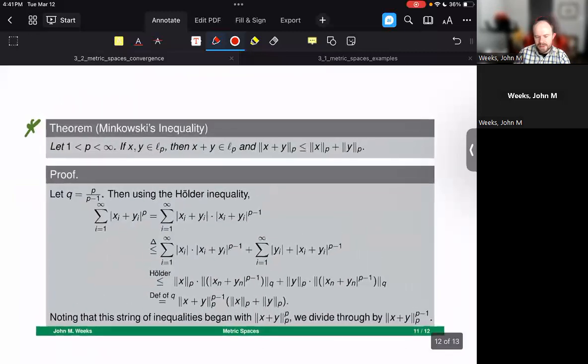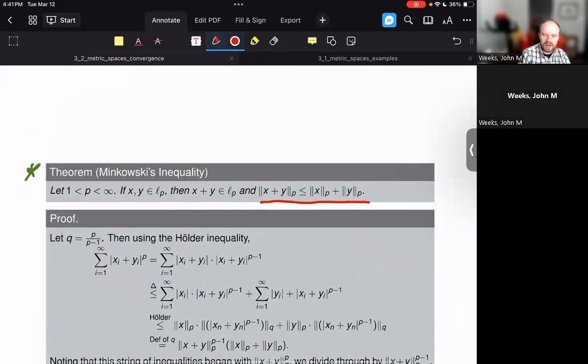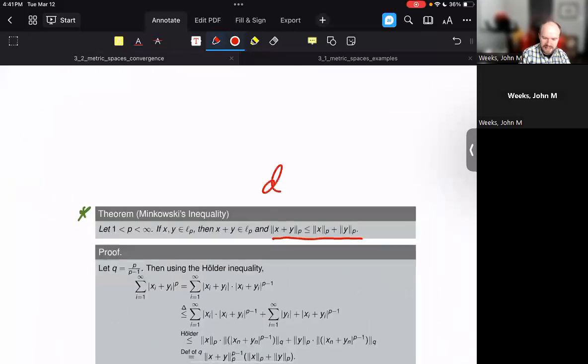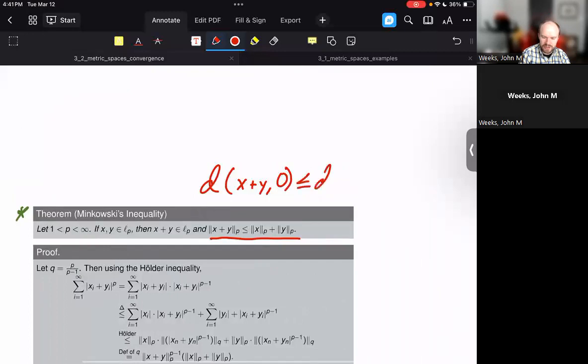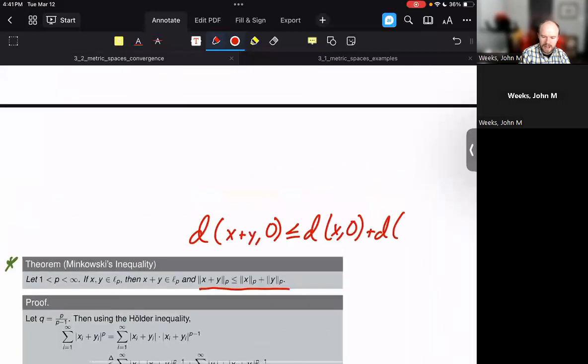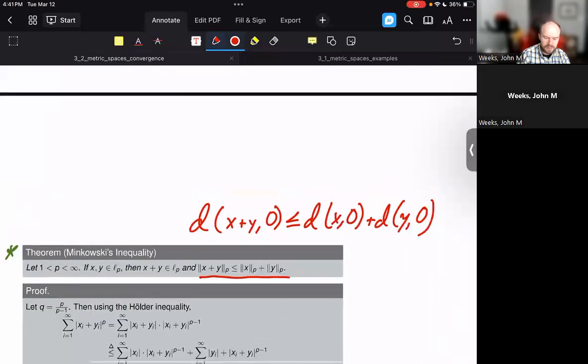And then finally, Minkowski's inequality is the one that tells us that we get a triangle inequality here, namely that the distance of x plus y and 0 is less than or equal to the distance between x and 0, plus the distance between y and 0. This is a particular version of the triangle inequality that's being used, and in fact can be used to show that this thing satisfies the triangle inequality in terms of our metrics.